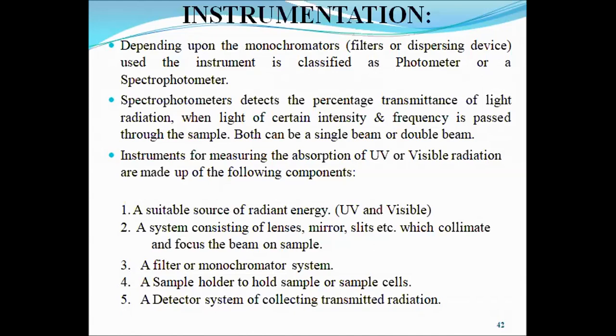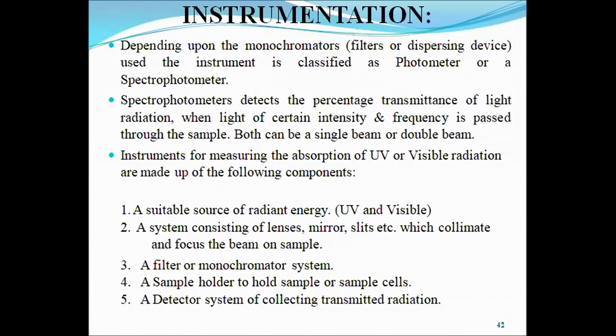First is a suitable source of radiation. If we want to use UV, we need a source of ultraviolet radiation, and if we want to use visible, we need a visible radiation source. Then a system comprising lenses, mirrors, and slits, which will focus the beam on the sample. And then we need a monochromator system.